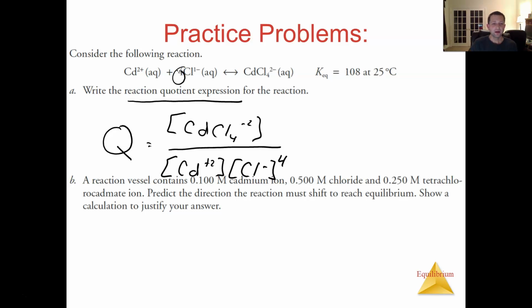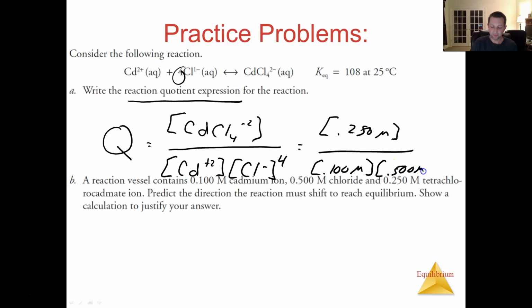All right. So for part B, the reaction vessel contains 0.100 molar cadmium ion, 0.500 molar chloride, and 0.250 molar tetrachlorocadmate ion. That's fun to say. Again, predict the direction of what's going to happen here. Okay, let's plug stuff in. We have 0.250 molar of that weird ion. Cadmium was 0.100 molar. And the chloride was 0.500 molar. We have to go to the 4th power. All right, take a second, plug it into your calculator, and see what we get.